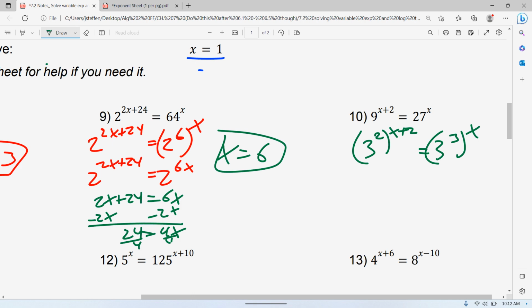So this is actually 3 raised to the 2x plus 4 is equal to 3 raised to the 3x. And now you can go ahead and set those exponents equal to each other. Now we finally got to where we have 2x plus 4 is equal to 3x. If I subtract 2x from both sides, I get 4 is equal to x, and that is your answer.